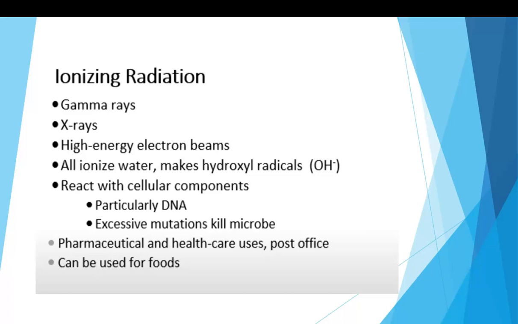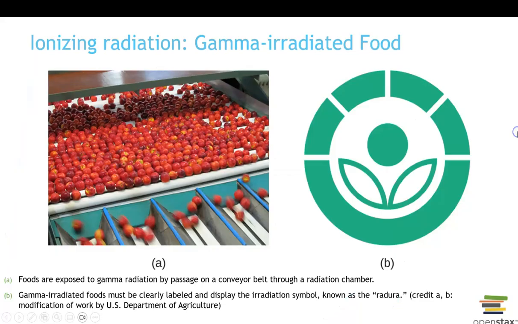They use it a lot in pharmaceutical and healthcare uses, and even for some materials in the post office, and it can be used for foods as well. So this is the sign that they usually use for food products, showing that they use ionizing radiation for getting rid of or controlling the microbial growth.